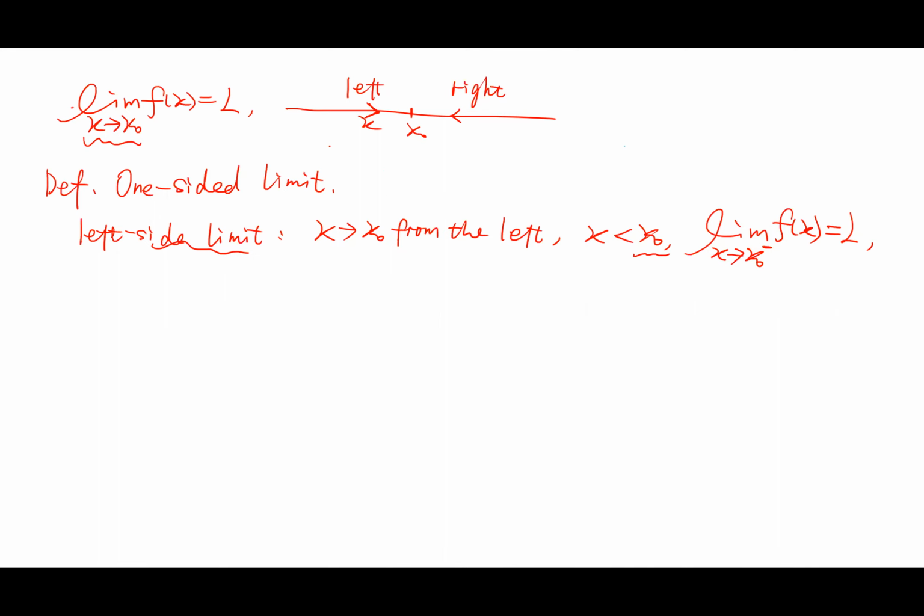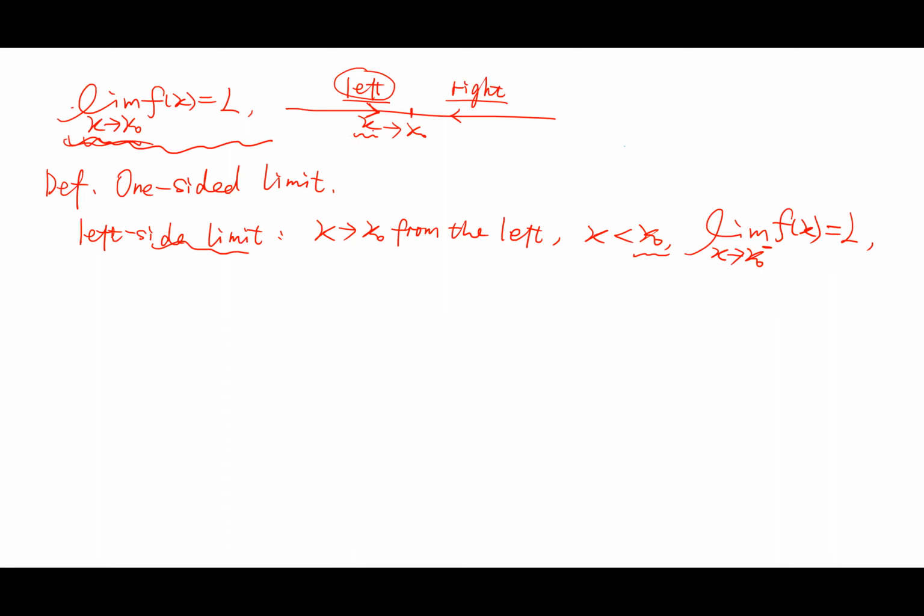Laoshi, could you please repeat? Okay, again. Here we have the limit, right? And x approaches x0. x is on the real line, right? So x approaches x0, we can approach from two sides, left and right. While x approaches x0 from the left, that means x is smaller than x0.